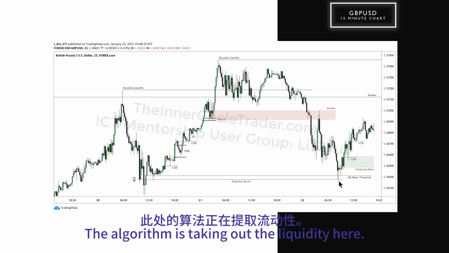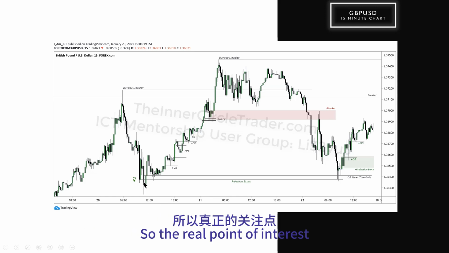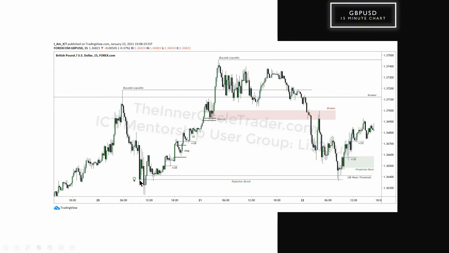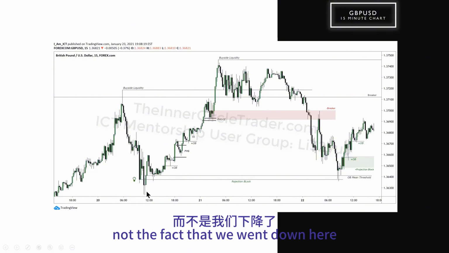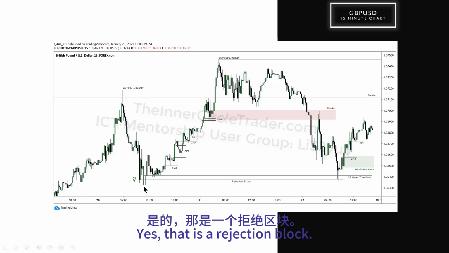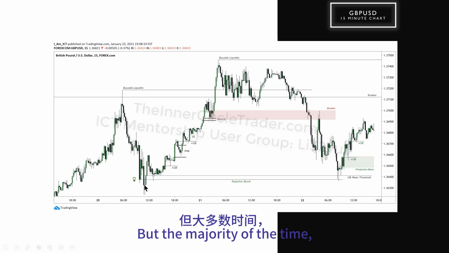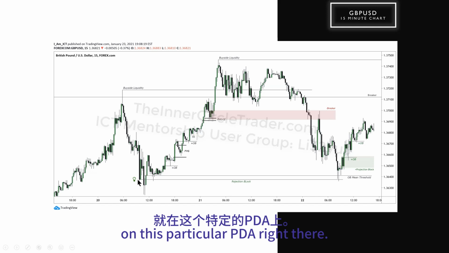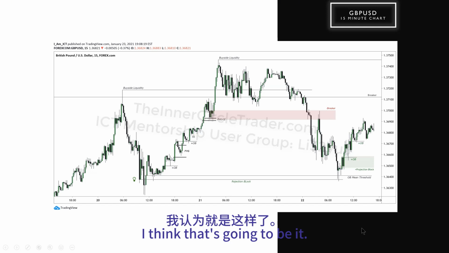The algorithm is taking out the liquidity here. So the real point of interest is that rejection block there, not the fact that we went down here and it has a lower close. Yes, that is a rejection block, but the majority of the time, the sensitivity is going to be on this particular PD array right there. I think that's going to be it.